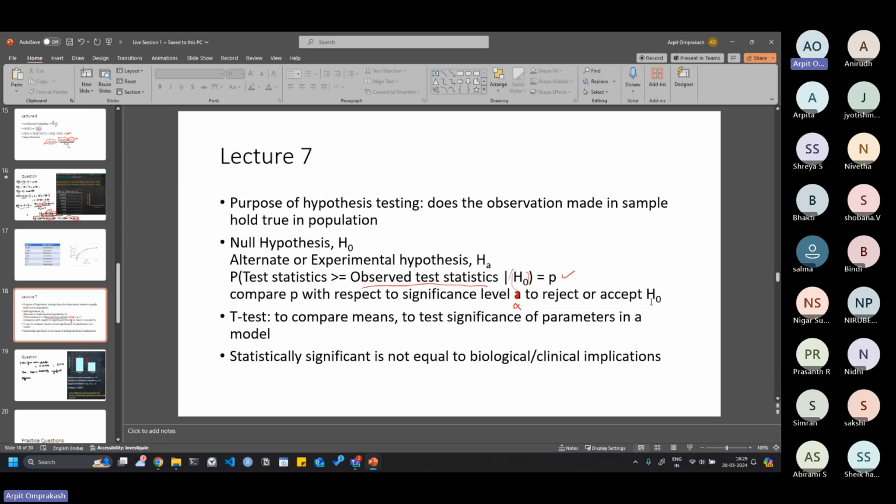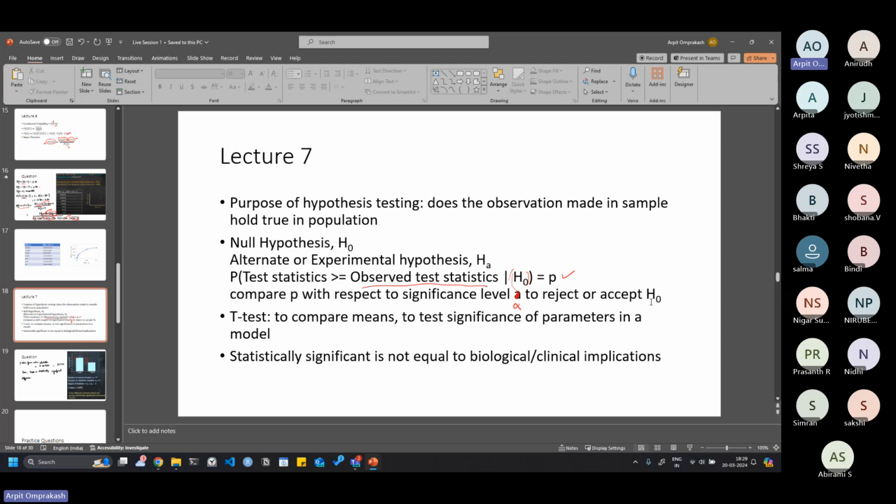And let's say you're comparing the means of two distributions. If your p-value is less than your level of significance, let's say 0.05, then you say that statistically there's a difference in means. However, if your p-value is greater than 0.05 or whatever boundary you set, then you say that there is no difference between the means.